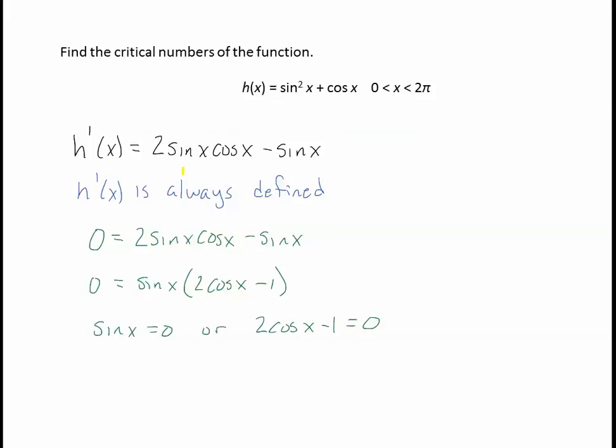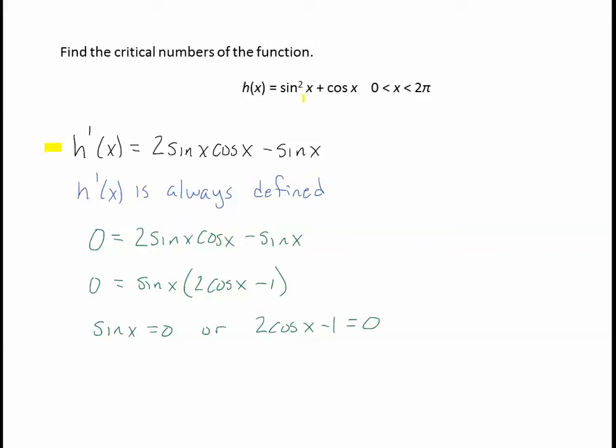For this particular example, we're going to find the critical numbers of the function h of x equals sine squared of x plus cosine of x on the interval 0 less than x less than 2 pi. The first thing we're going to do is take the derivative of h.